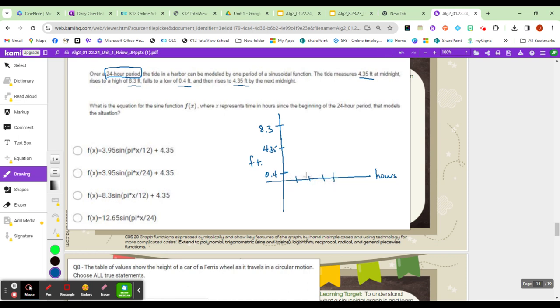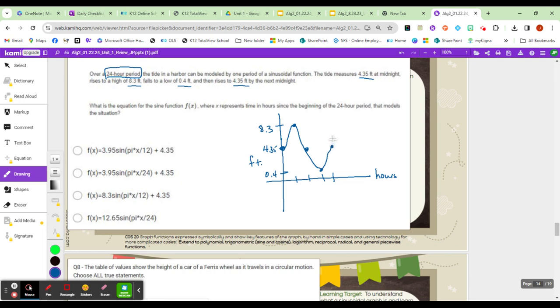So what it's saying here is that the tide starts at 4.35, and then it goes up to 8.3, and then it comes back down to 4.3, and then it goes down to 0.4, and then it comes back to 4.3. So this is a picture of what they're saying is going on here.